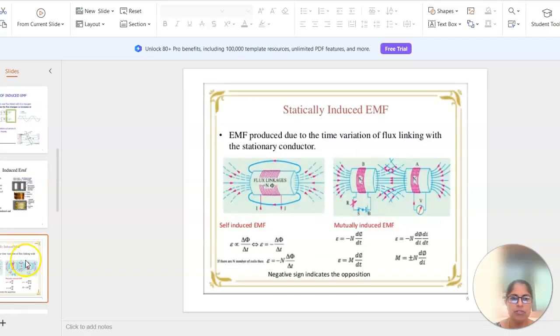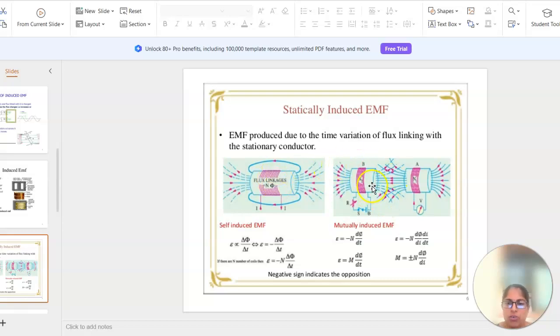Self-induced EMF means we have a coil. Look at the picture. We have only one coil. We are passing a current through this coil. Due to this current, there will be a setup of magnetic field. So this magnetic field's flux lines link with the conductor. Whenever we change the current, there will be a change in flux linkages. Due to this change in flux linkages, an EMF will be induced in this coil. So this is called self-induced EMF. The EMF is induced in the conductor due to the current flowing in the same coil. This is called self-induced EMF.